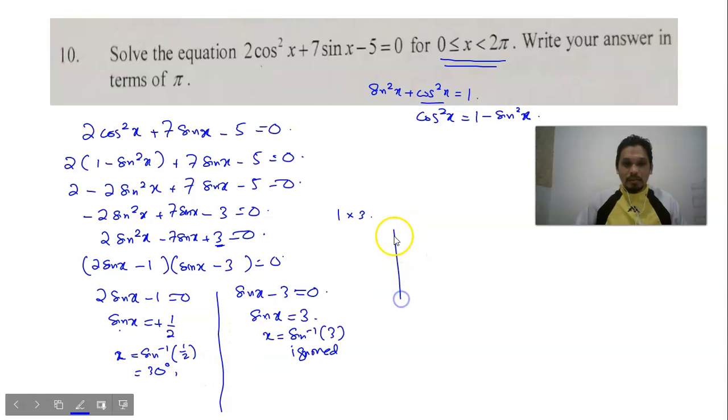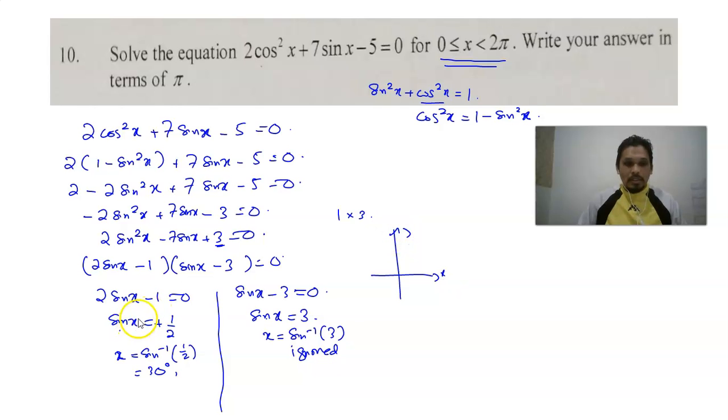And sine of any angle that gives you a positive answer means we're talking about angles in the first quadrant and second quadrant. So first we look at that 30 degrees here and also 30 degrees here.